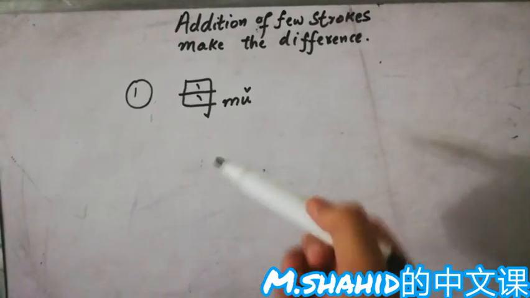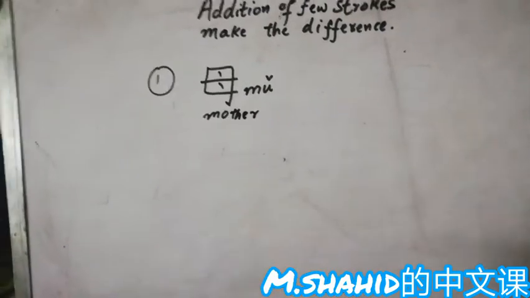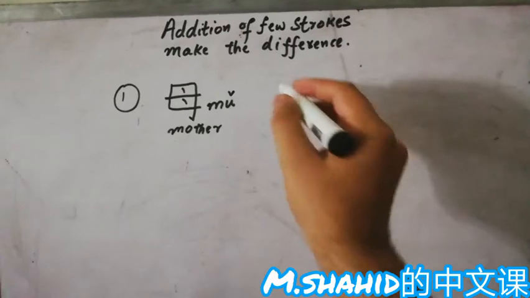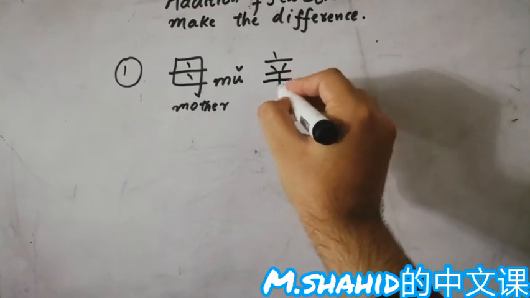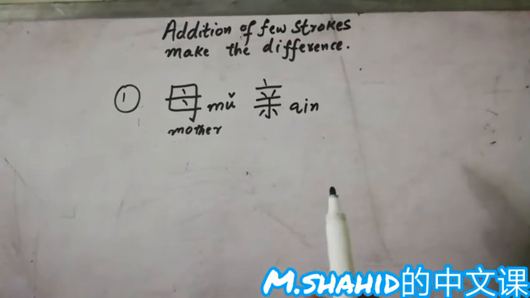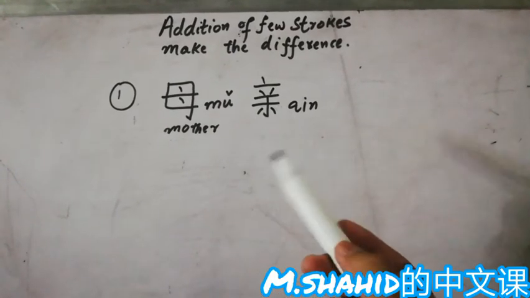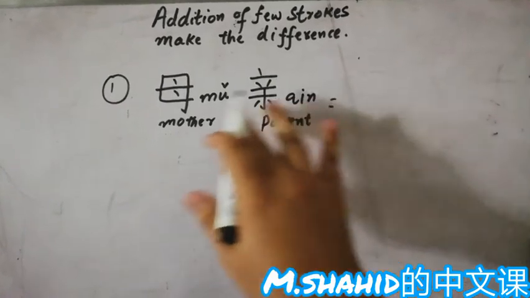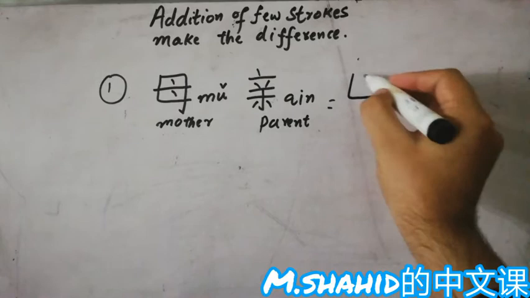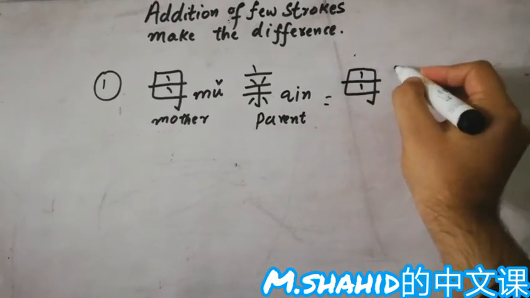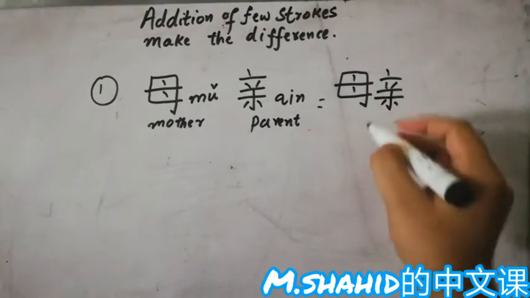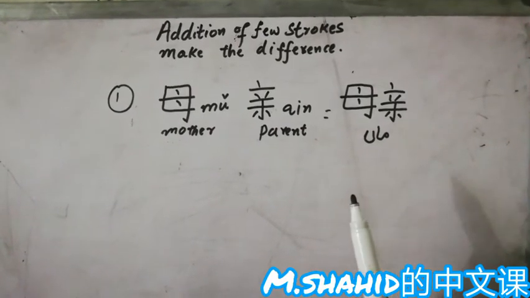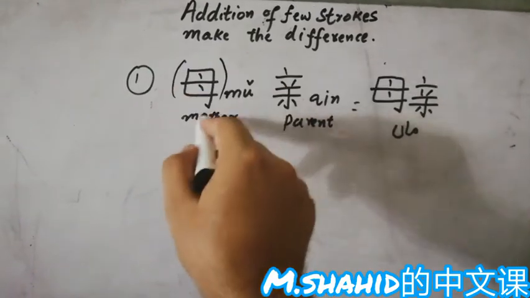Mu. Mu stands for mother alone, but generally when they speak about calling the name of mother, they combine it with another character, and this is qin. Qin means parent. So when we combine these two, it is muqin, which in Urdu means ma. Muqin, mother. I will discuss another Chinese character, but you have to keep this character in mind.